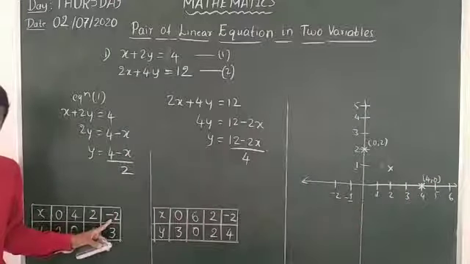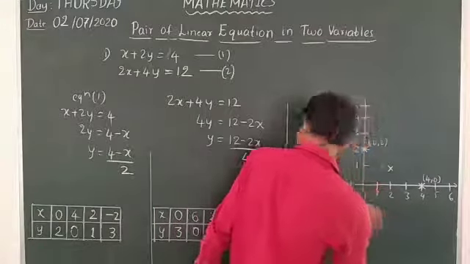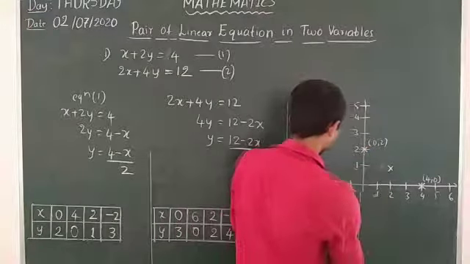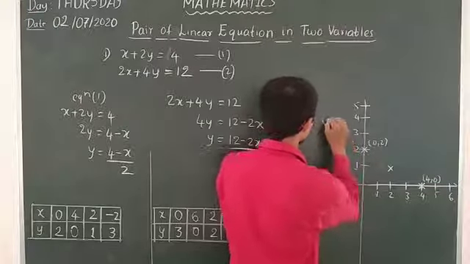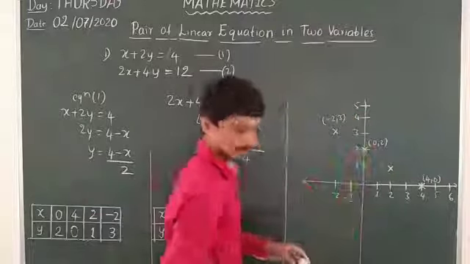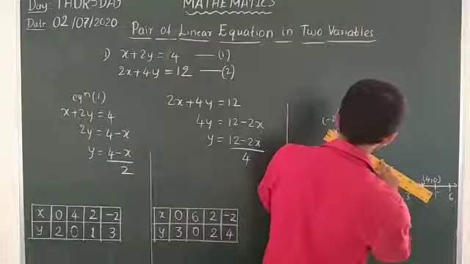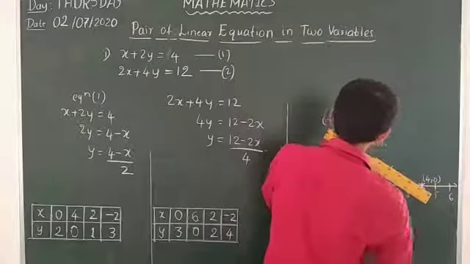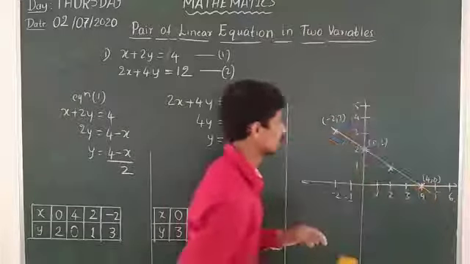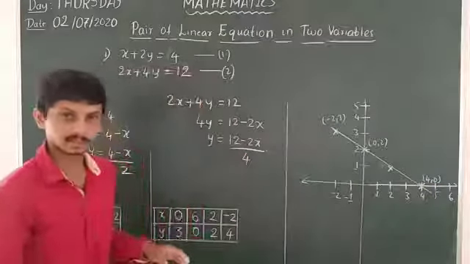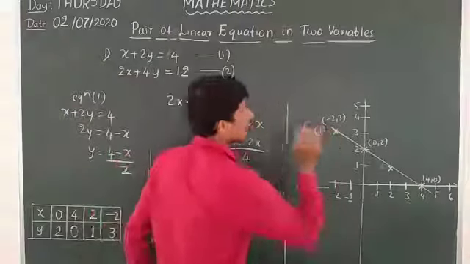Then let us move on to the next. The x coordinate is minus 2 and the y coordinate is 3. So that means it's minus 2, 3 here. So we have to join all the coordinates in a straight line. Here we have the straight line. This is our straight line for equation 1.